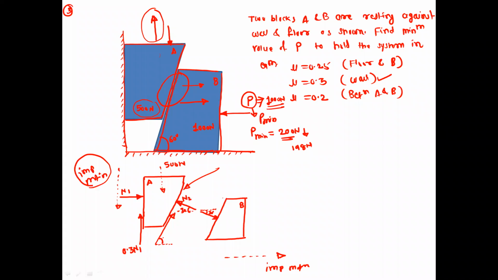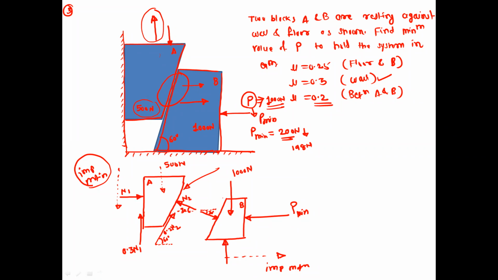And this angle is 60 degrees. The coefficient of friction is 0.2 between block A and B, so the friction force is 0.2 into normal reaction N2. Now observe the free body diagram for the block B. Block B has a weight of 1000 Newton. This is the external force, so this value will be P minimum. For P minimum, the impending motion is towards the right side.